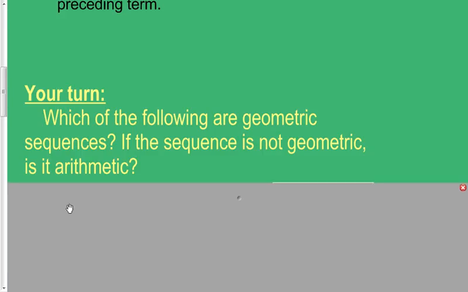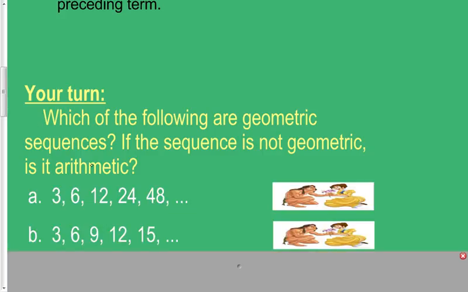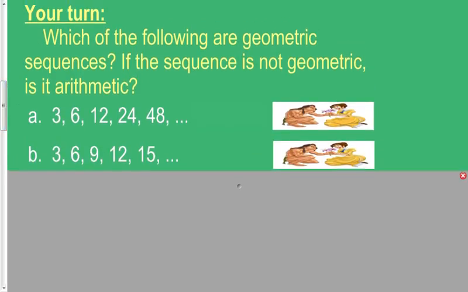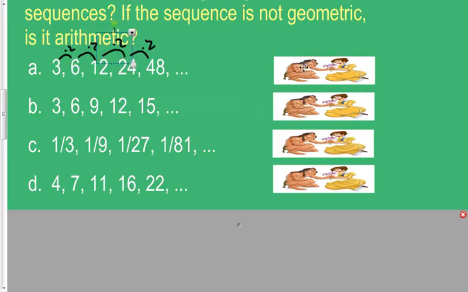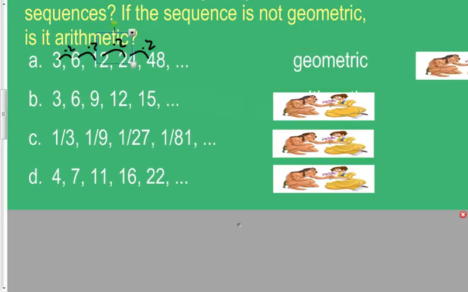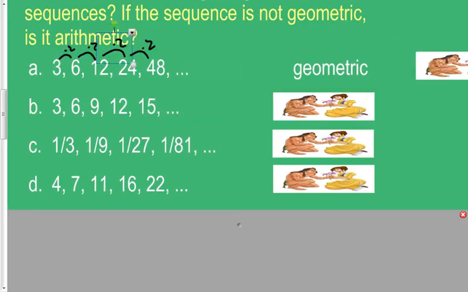So, examples. Which of the following are geometric sequences? And if the sequence is not geometric, is it arithmetic? Alright, letter A. 3, 6, 12, 24, 48. So it's not adding by a common number, so it's not arithmetic. But, let's see, multiplying. This would be times 2, times 2 again, times 2 again, times 2 again. So this is geometric because the common ratio, R, would be 2.